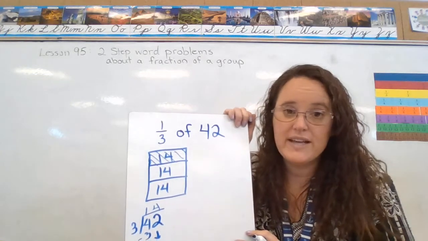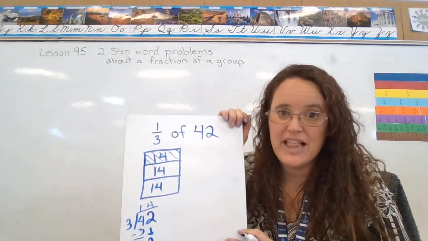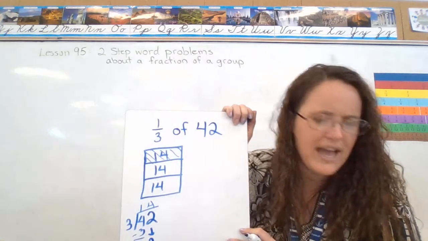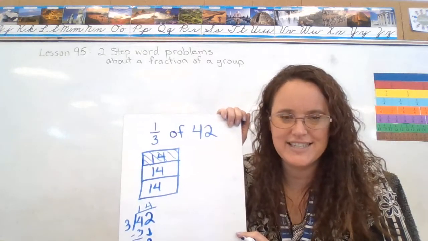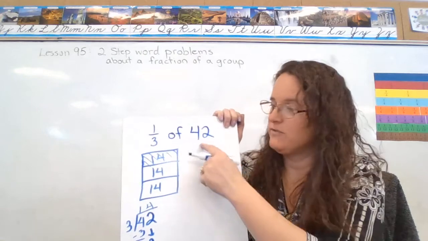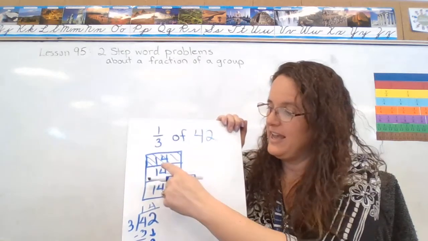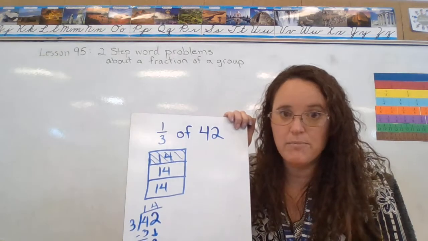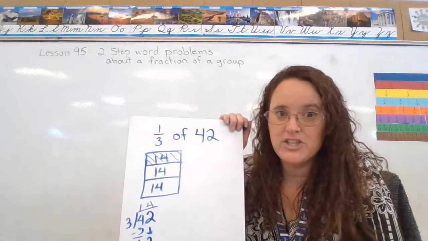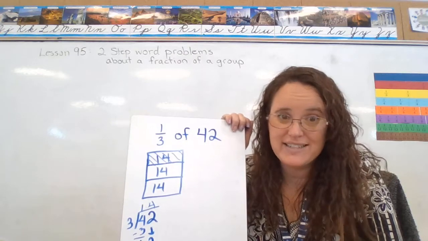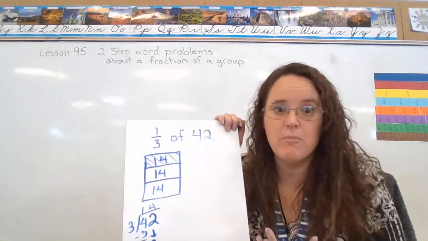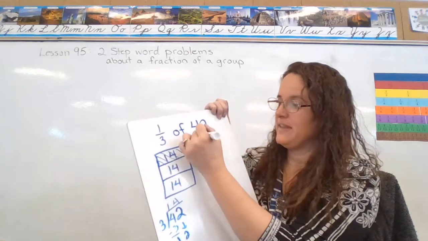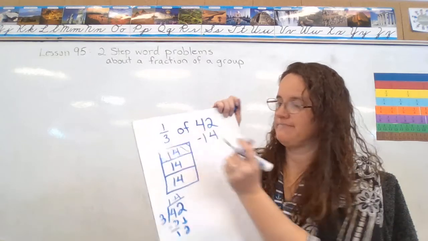However, the question says, how much less does a tire weigh? So if it's 42 pounds on Earth and it's 14 pounds on Mercury, how much less? We have to subtract now. So this is even more of a multi-step problem. So I'm going to subtract it, and then I'm going to show you a trick.